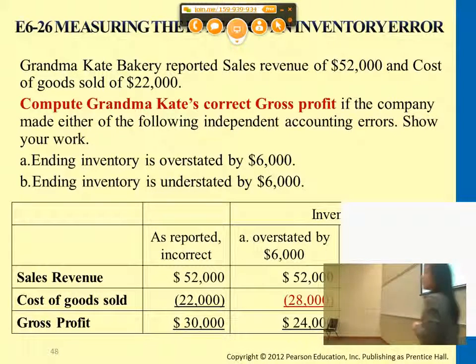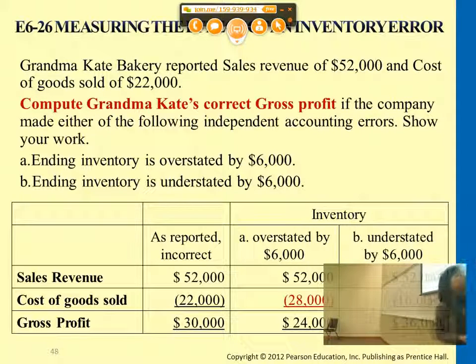Okay, what about B? So B, ending inventory is understated by $6,000, meaning at the same time, cost of goods sold will be overstated by $6,000. So again, if we go back to the wrong information here, if this is overstated at $22,000, then you want to correct it by subtracting $6,000 so that it reaches $16,000. Right? And then B, ending inventory is understated. At the same time, gross profit is also understated. So you add back that $6,000, $36,000.